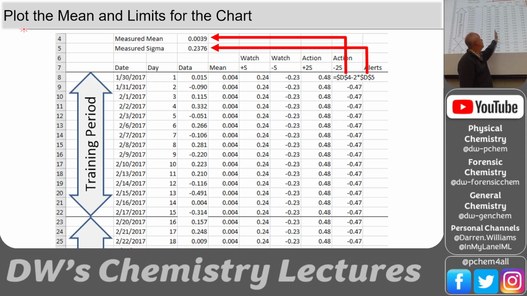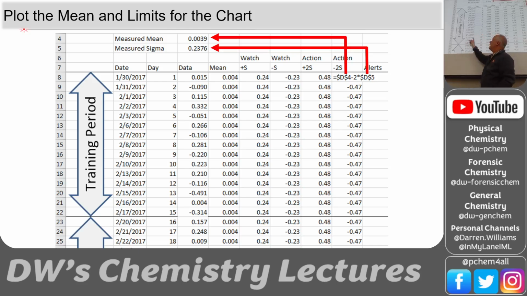This is this column plus 1 sigma. This is this column minus 1 sigma. So those are your watch limits. This is this column plus 2 sigma, and this is this column minus 2 sigma. And so these are your green line, your orange lines, and your red lines, these columns here.